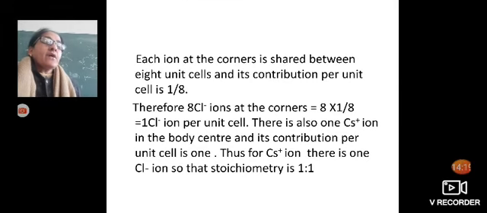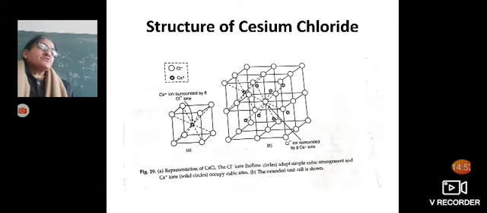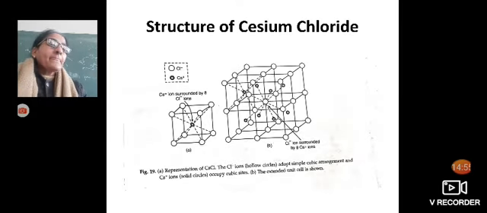Each ion at the corner is shared between 8 unit cells, and its contribution per unit cell is 1/8. Therefore, 8 chloride ions at the corners are equal to 1 chloride ion per unit cell. There is also 1 cesium ion in the body center, and its contribution per unit cell is 1. Thus, for 1 cesium ion there is 1 chloride ion, so the stoichiometry is 1:1. This is the structure of cesium chloride.